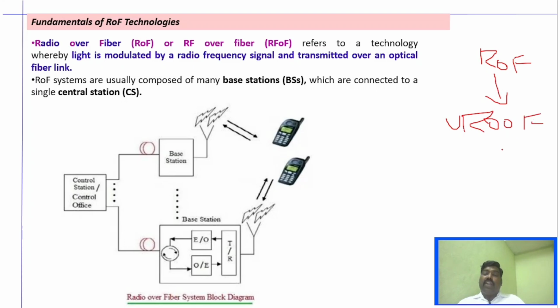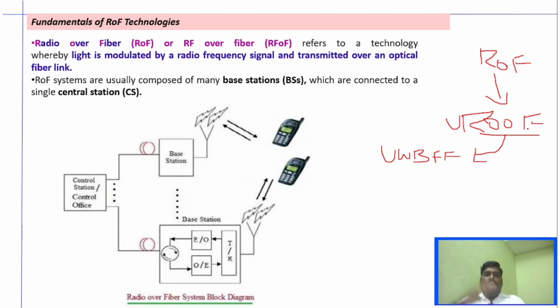What is UROF technology? UROF technology is UWB radio over optical fiber. We are going to extend the UWB RF wave by using RoF technology. That is why it is called UROF, right? So the transmitter will be UWB transmitter and the receiver will be UWB receiver, but the transmission is going to happen optically. That is same like RoF, right?